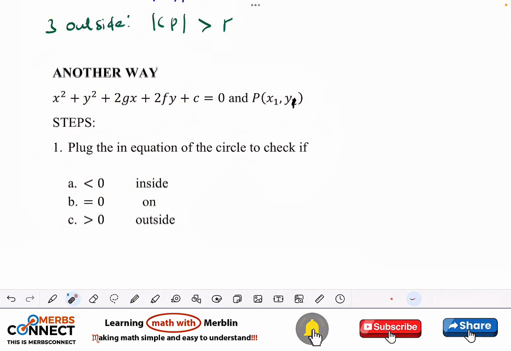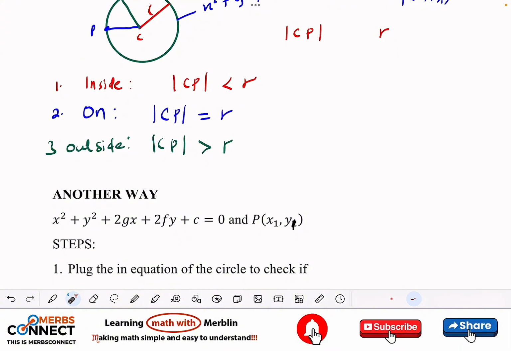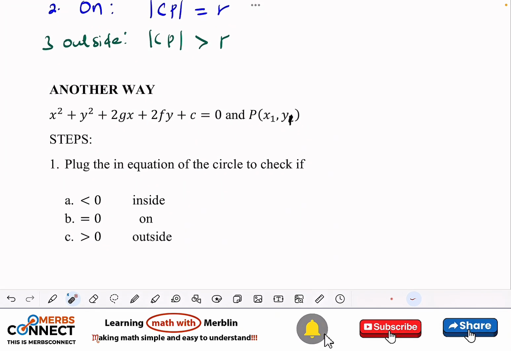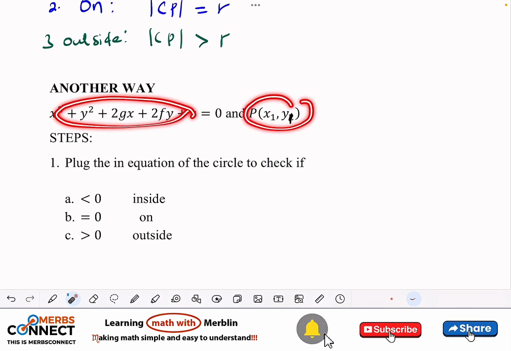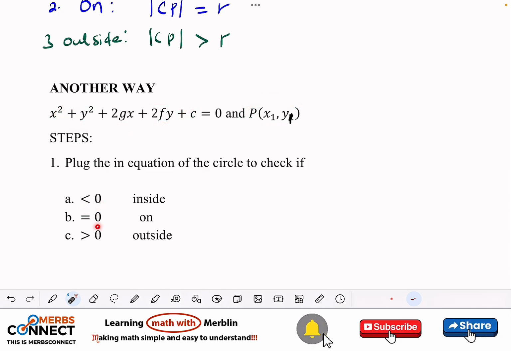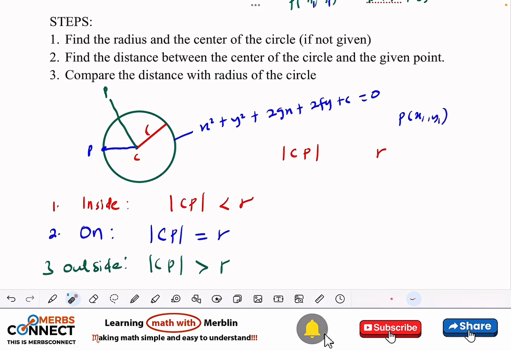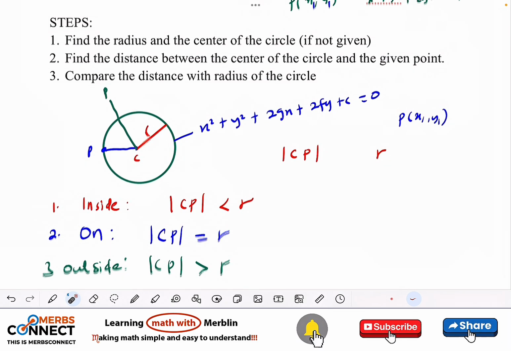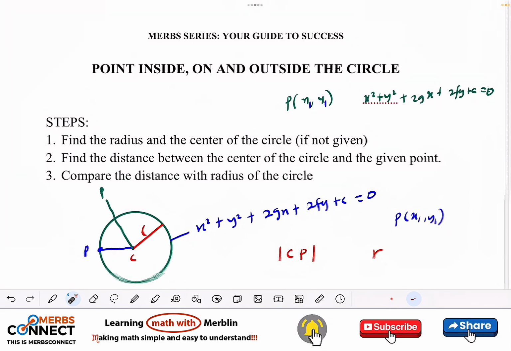So you see that this is the short way. Instead of finding the center, finding the radius, and then using the center and the point to find the distance before you compare, I just plug in the point inside this and then check if it is less than 0, equal to 0, or greater than 0. And I know that if it is less than 0, inside; equal to 0, on; and when it's greater than 0, outside. I'll take examples in some of the videos where we are going to practice both ways so that you will choose the one that you want. And then we are done with that.